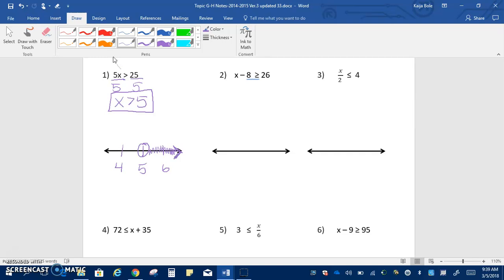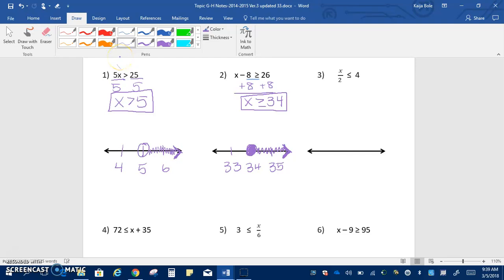Okay? Number 2, we have x minus 8 is greater than or equal to 26. So to get x by itself, we're going to add 8 to both sides. So we get x is greater than or equal to 34. So if we go to graph, now we're putting 34 in the middle, 35 to the right, 33 to the left, and because it's greater than or equal to, that means we're going to have a closed circle. We can include 34, and because it's greater than, we will shade everything to the right.